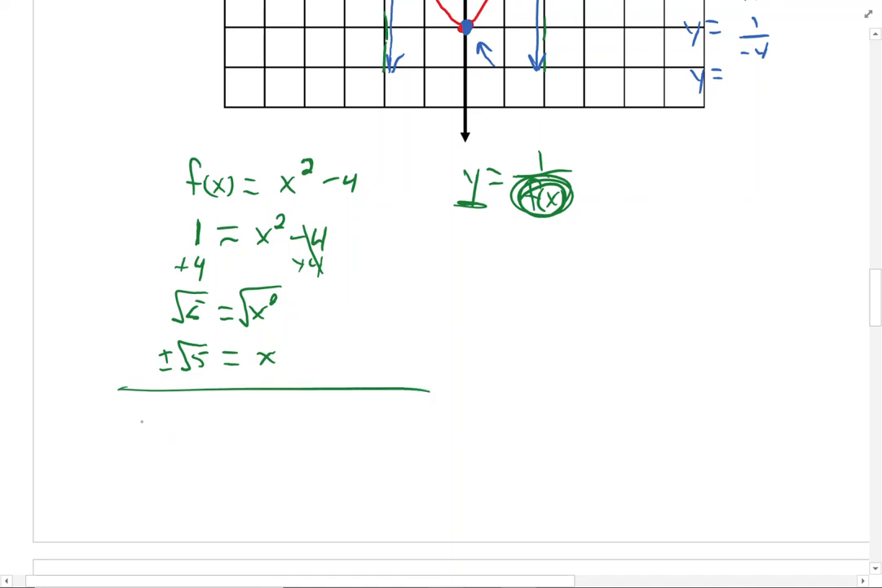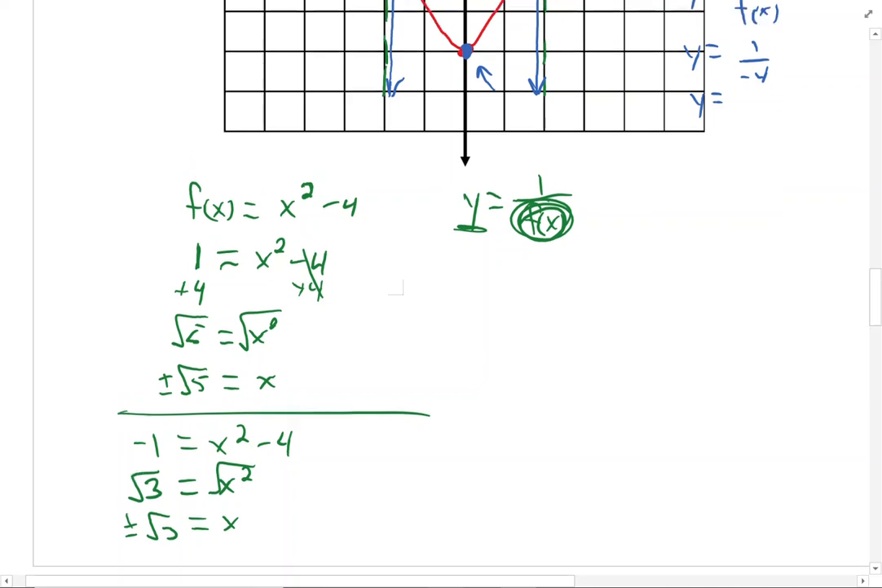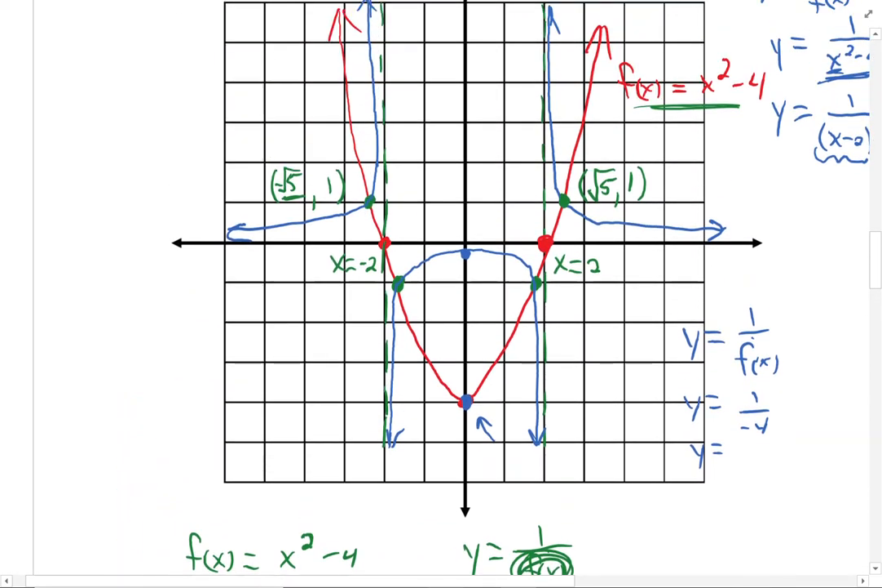And then we'll have something really similar on the bottom. On the bottom, we're going to have negative 1, the other invariant point, is equal to x squared minus 4. Again, I'll add 4 to both sides, so we end up getting 3 is equal to x squared. And then again, just square root. So we get x is equal to plus or minus root 3. We just leave it like that, because I don't know what root 3 is. So that invariant point would be negative root 3, comma, negative 1, and this invariant point would be at root 3, comma, negative 1.